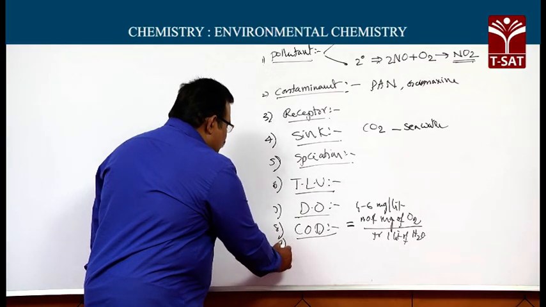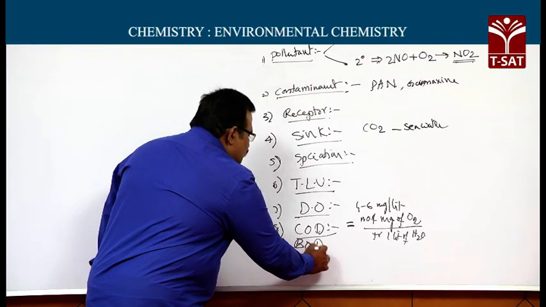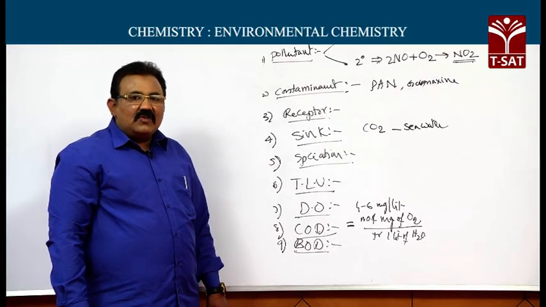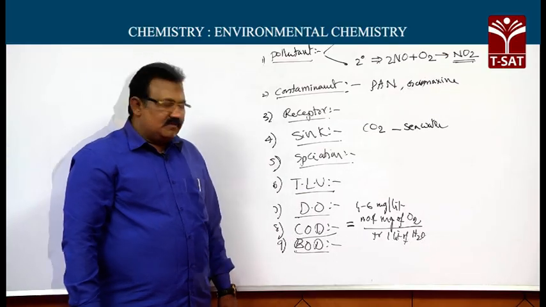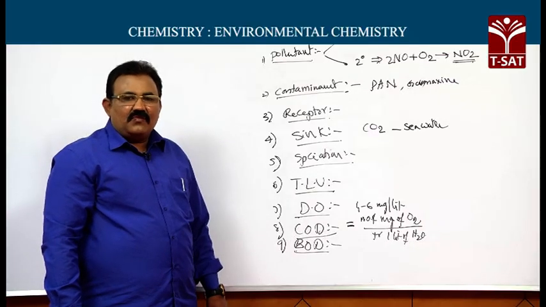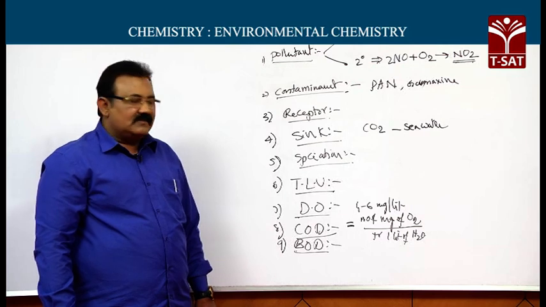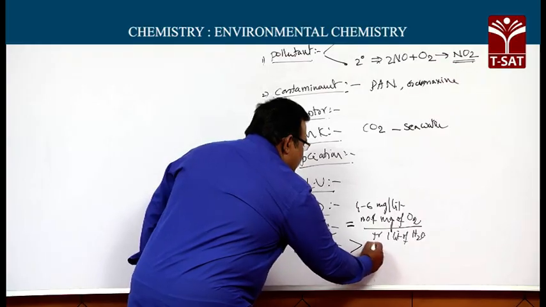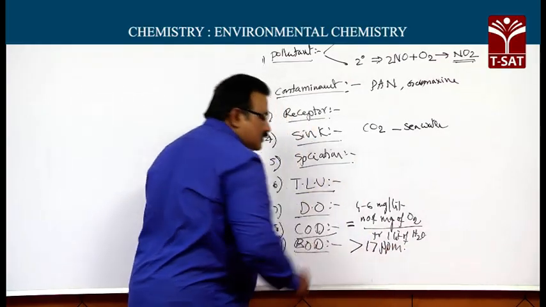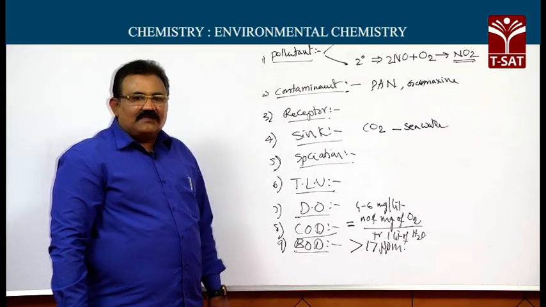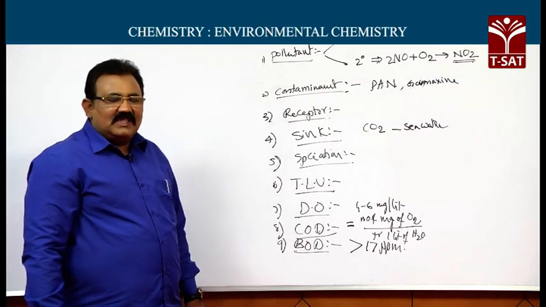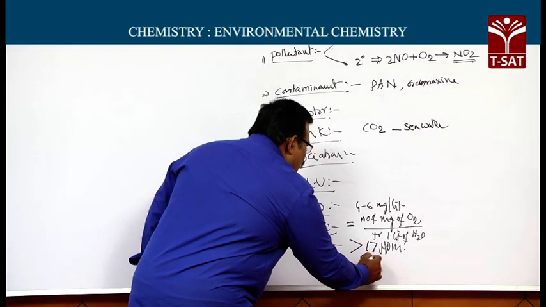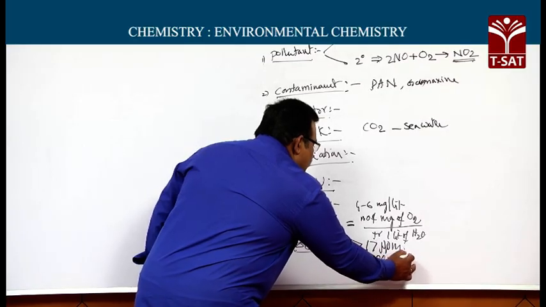And lastly, BOD, biochemical oxygen demand. The amount of oxygen required by the microorganisms for their survival for 5 days at 20 degrees centigrade is known as BOD. If the BOD value exceeds 17 ppm, that is highly polluted water. The BOD value of general municipal sewage is nearly 4000 to 100 ppm.